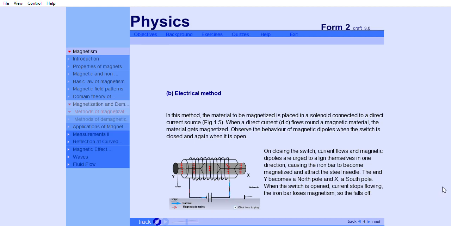On closing the switch, current flows and magnetic dipoles are urged to align themselves in one direction, causing the iron bar to become magnetized and attract the steel needle. The end Y becomes a north pole and X a south pole. When the switch is opened, current stops flowing. The iron bar loses magnetism, so it falls off.